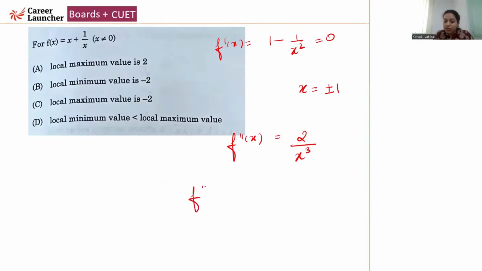Now what will I do? I'm going to check for both the critical values that you have just got. At x is equal to 1, it is going to be 2. So this is greater than 0, it means you are getting a minima. And f double dash at minus 1 is going to be -2, which means you are getting a maxima. So in this question, you are getting a local maxima.